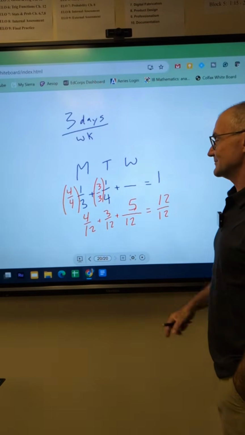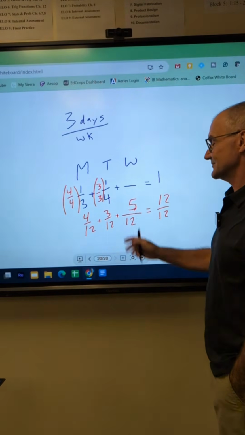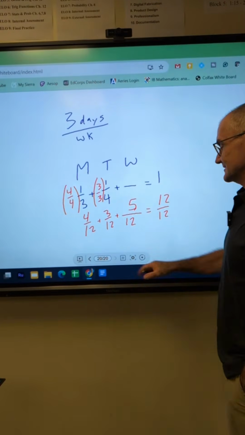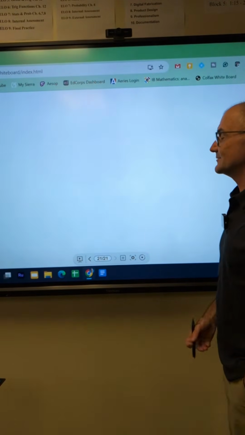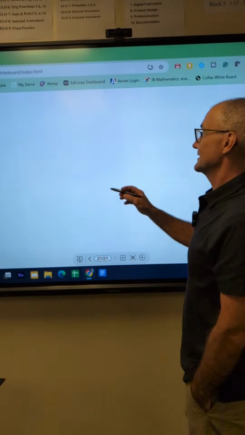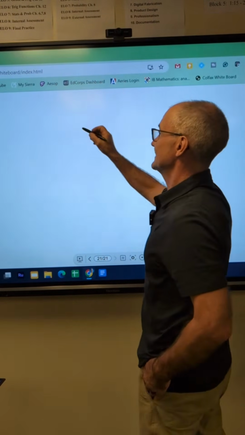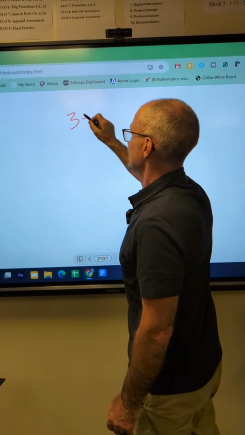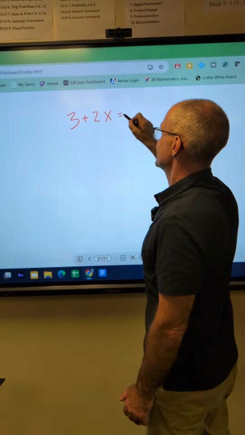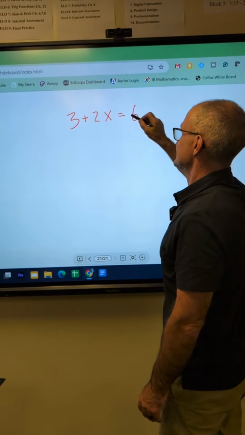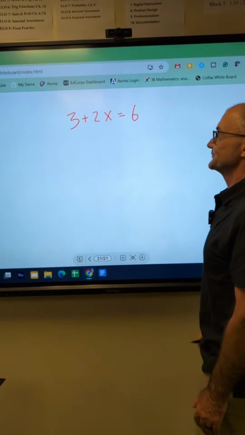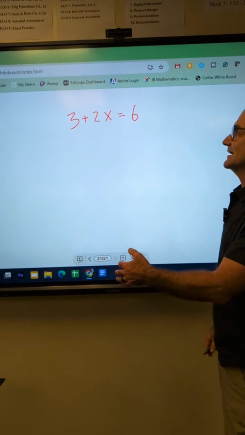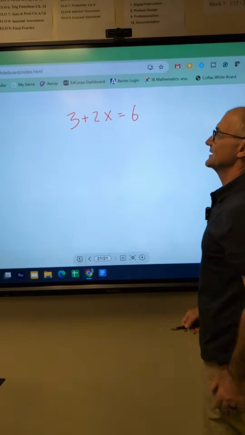I like this problem a lot. This is a good fraction problem. It's all about common denominators. I was going to do a few more algebra problems as well. And those algebra, I'll just come up with one here, like 3 plus 2x is equal to 6. We'll just start there.